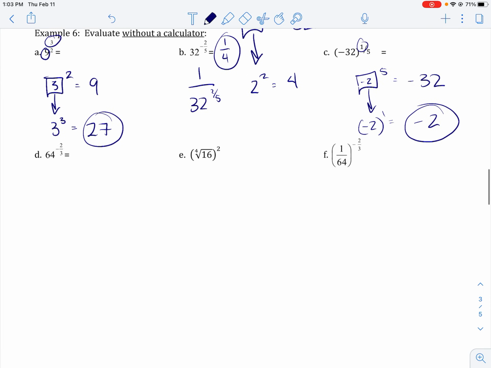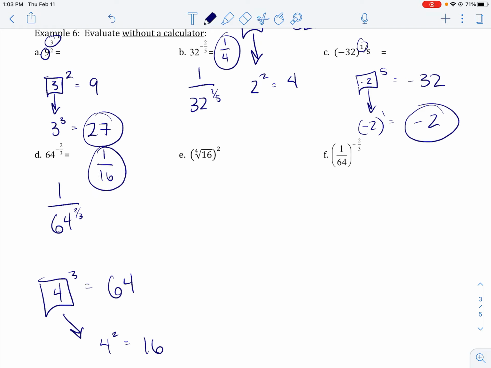Let's come down here. All right, I see a negative exponent. I'm going to shove that guy in the denominator, raise him to that power. Now, what number times itself 3 times equals 64? Okay, so what times what times what equals 64? Well, that's 4. And then we take that number and we raise it to whatever that numerator is. So our answer is not 16, but 1/16.